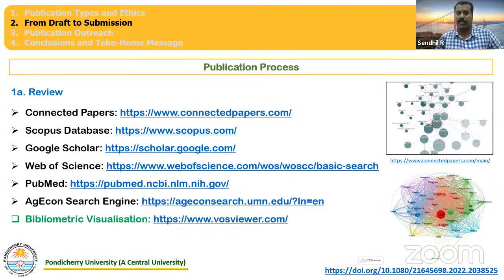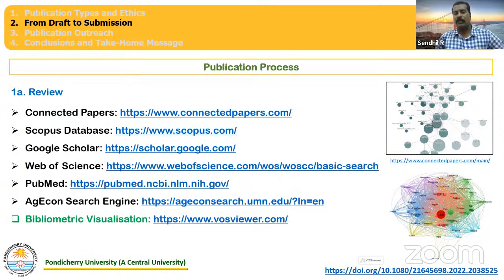Similarly, we have the Scopus database, then the most popular is Google Scholar, then we have the Web of Science, PubMed, and then if the participants are from the economics field, they can use AgEcon. So there are different web tools through which you can collect the list of papers and you can start writing the review. There are two ways of writing.